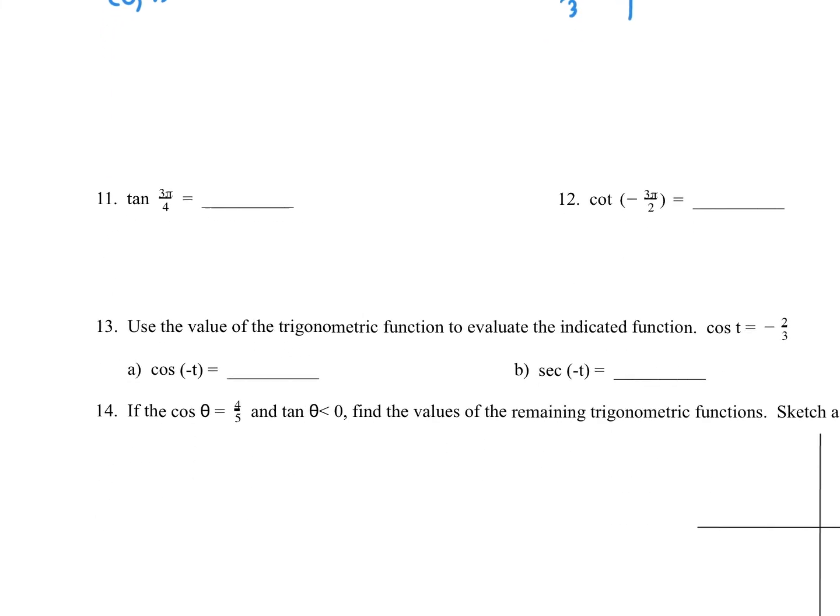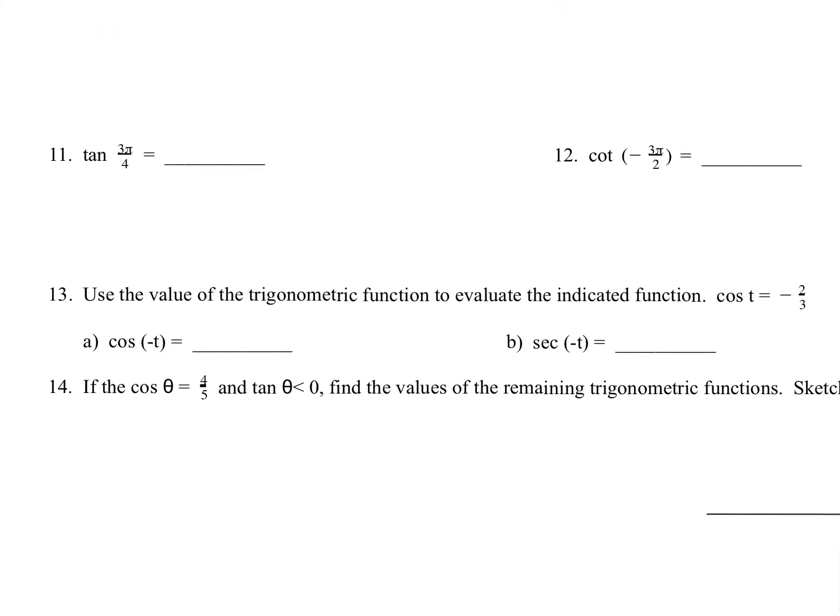Number 11, tangent of 3 pi over 4. We're dealing with fourths, so this is 4 pi over 4. So 3 pi over 4 is over here at the 45 degree angle. So we have a negative 1, positive 1, 2. Tangent is here, theta. See, tangent is opposite over adjacent. 1 divided by negative 1 is negative 1.